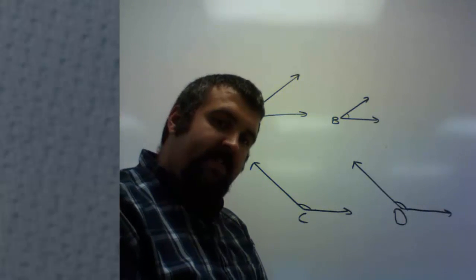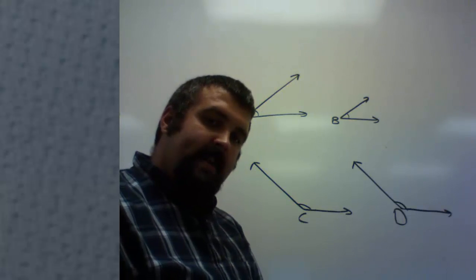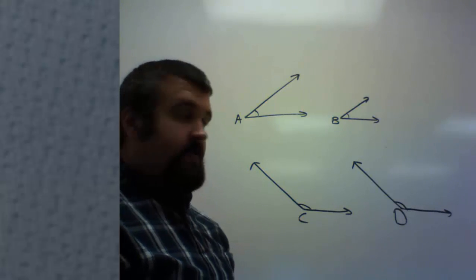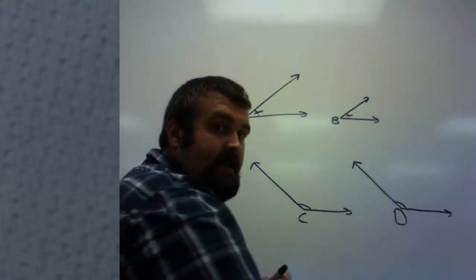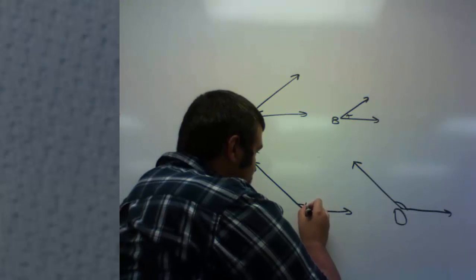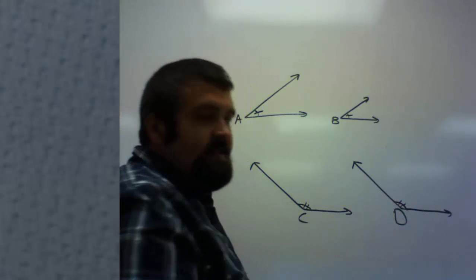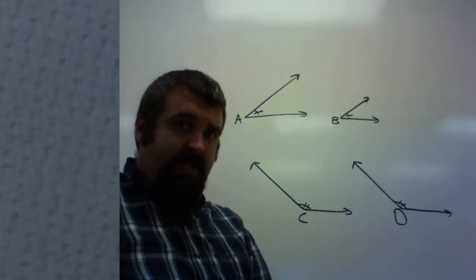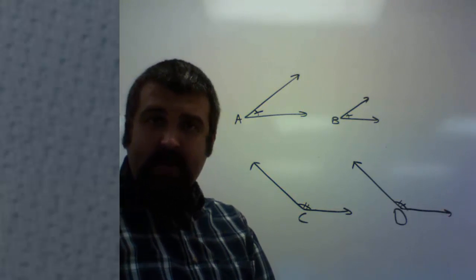The other way I've seen this done is they draw one arc for each angle, and then they again put the number of tallies, just like segments, for if it's congruent or not. So one tally for A and B means angle A and angle B are congruent. Two tallies for angle C and angle D means angle C and angle D are congruent. I cannot say anything about angle B and angle C, nor can I say anything about angle B and angle D.